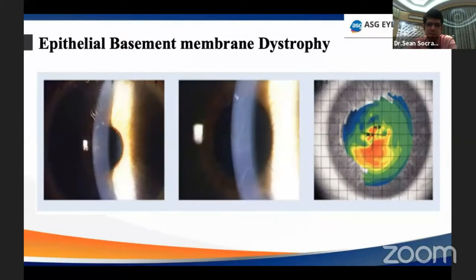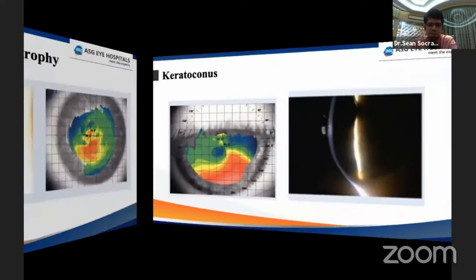Even in cases with EBMD, if you look carefully at the surface for the presence of map, dot, and fingerprint irregularities, you're more likely to have a very irregular surface on topography, and these cases should be dissuaded from going for multifocal IOLs. Or you can first go for a PTK or a surface ablation, regularize the surface, and then consider the premium intraocular lens at a later stage.